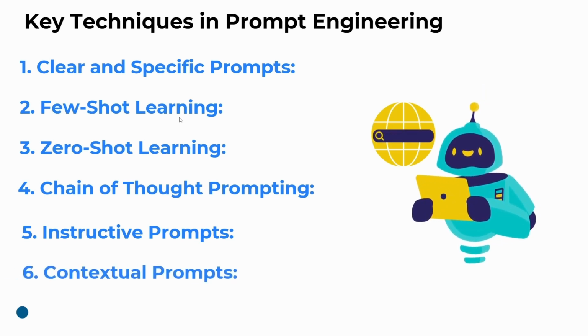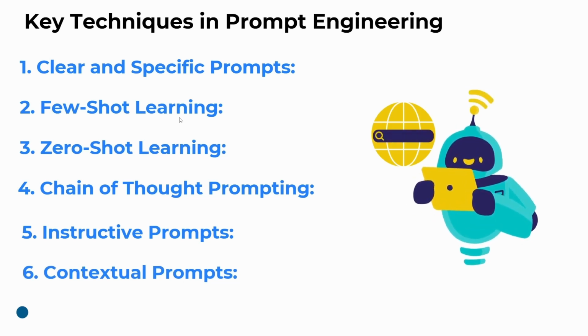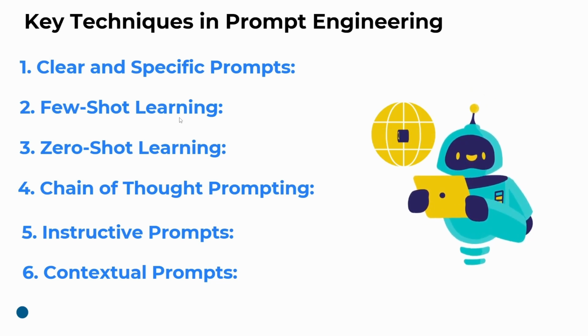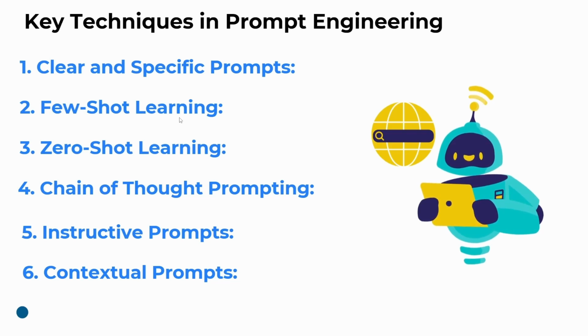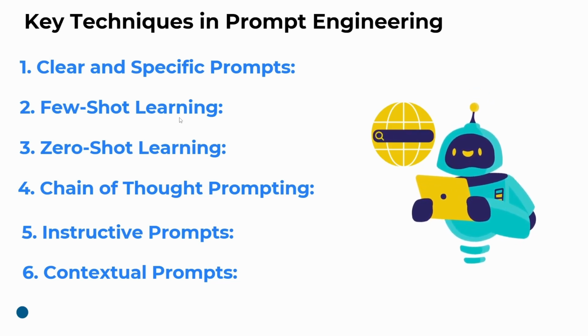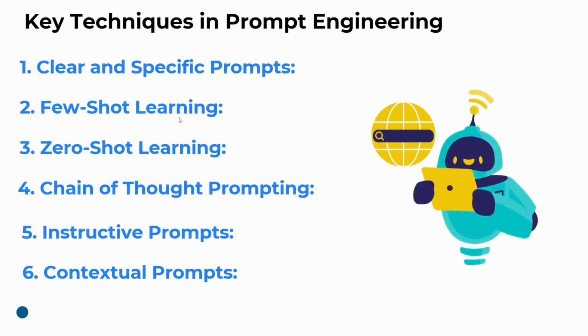After that we have a contextual prompt, which is the last one, supplying background information within the prompt to help the model generate a more accurate response. For example, considering the recent advancement in AI, write a summary of how AI is impacting healthcare. So that was the example of a contextual prompt.